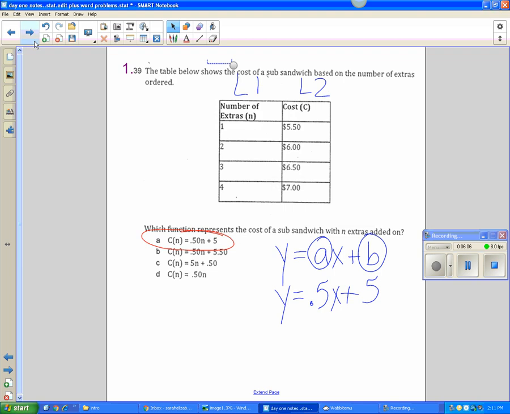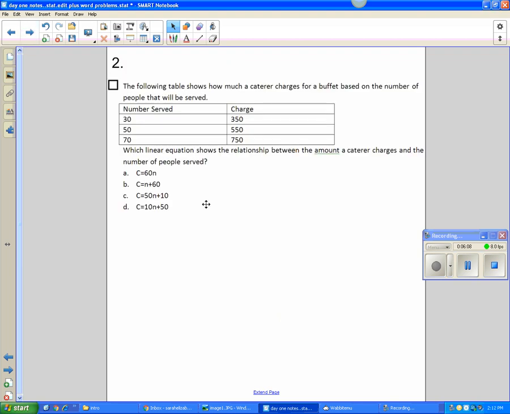All right, number 2. Dylan, read number 2, please. Caterer.